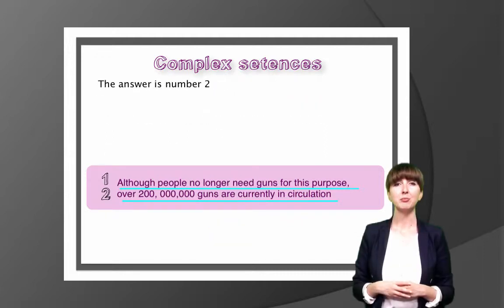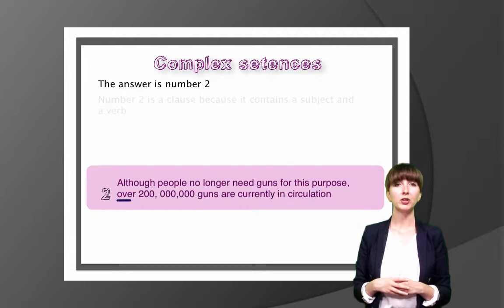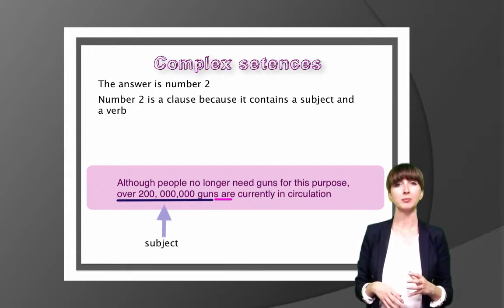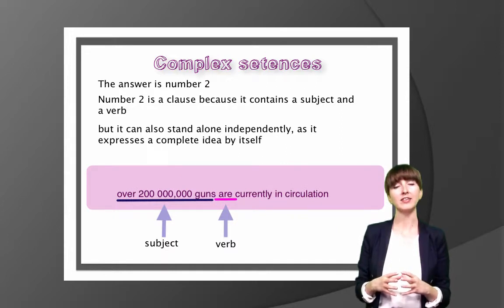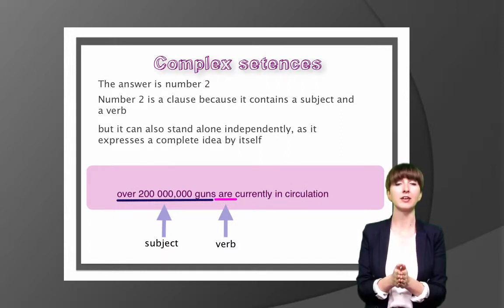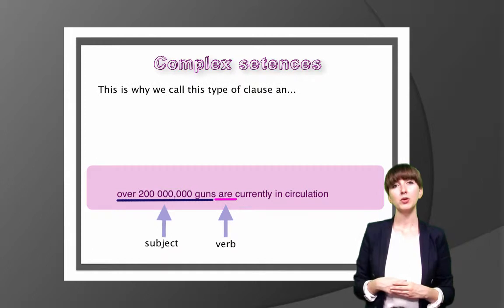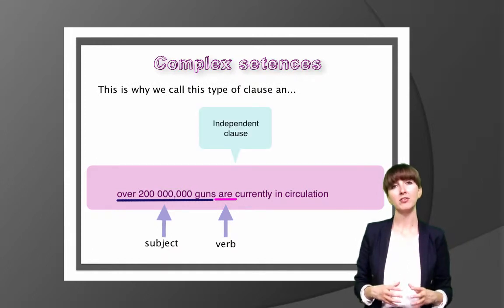The answer is number 2. Number 2 is a clause because it contains a subject and a verb, but it can also stand alone independently as it expresses a complete idea by itself. And this is why we call this type of clause an independent clause.